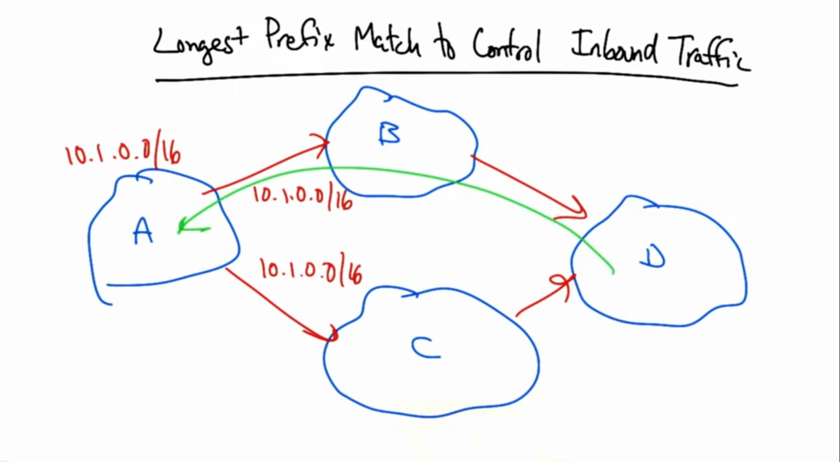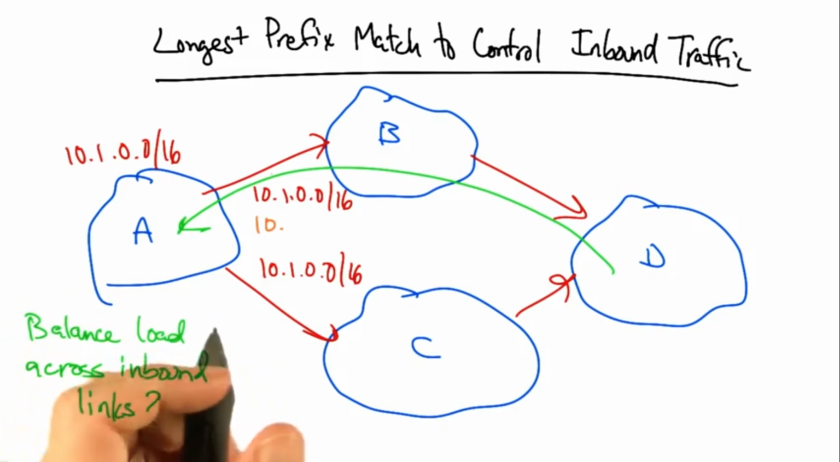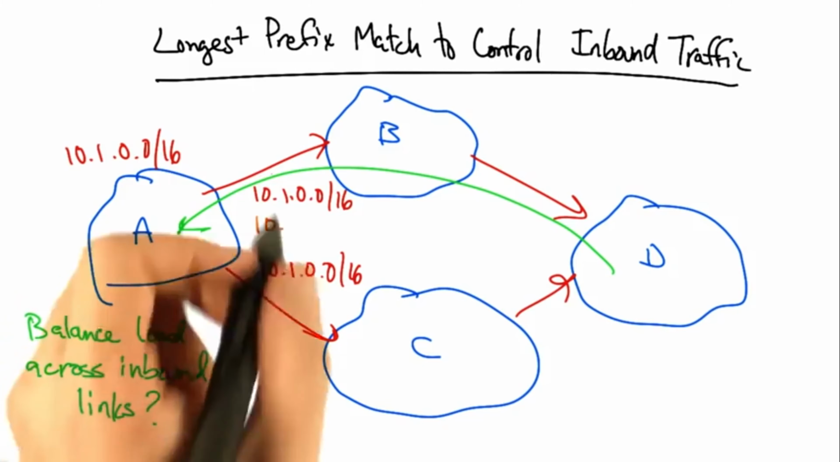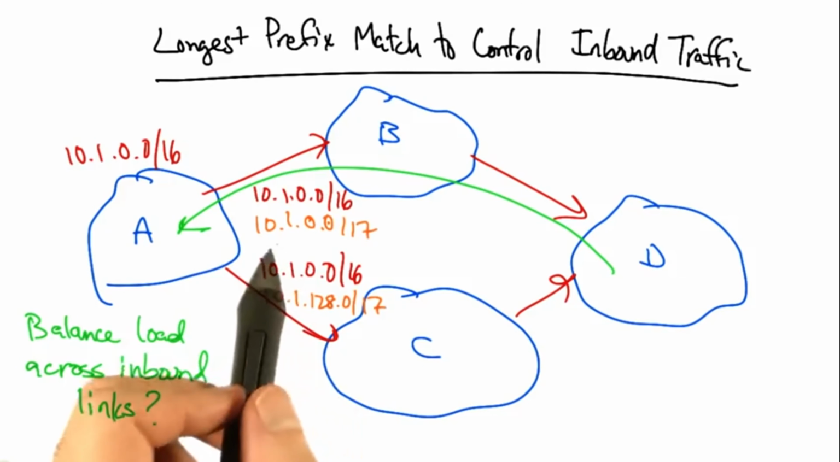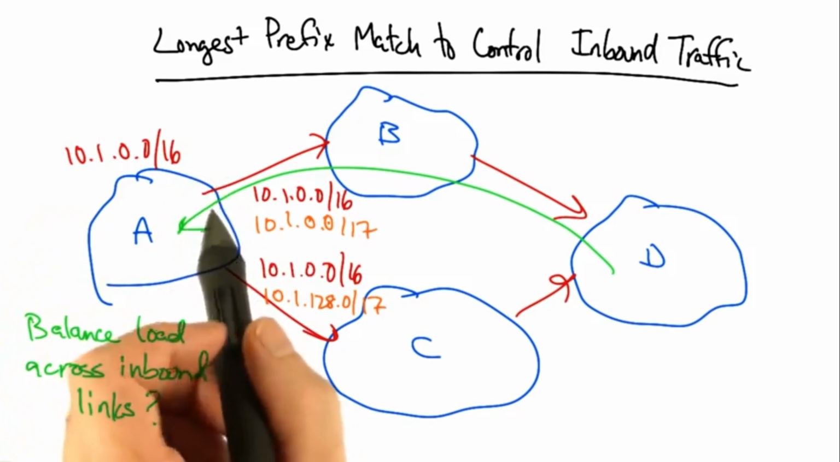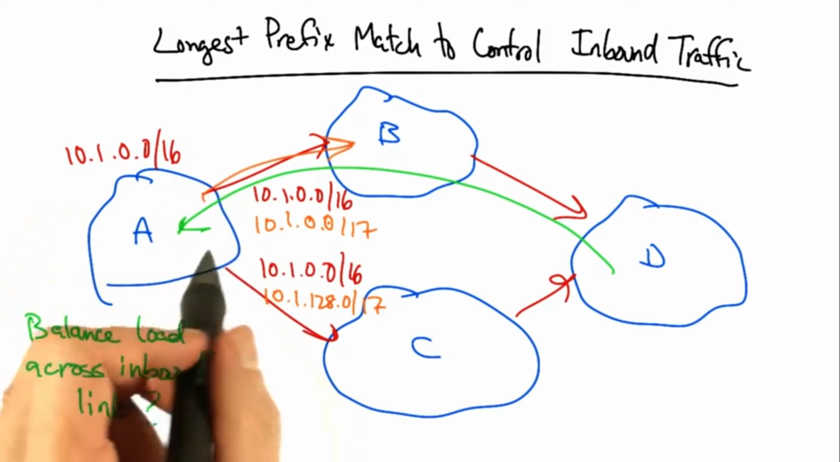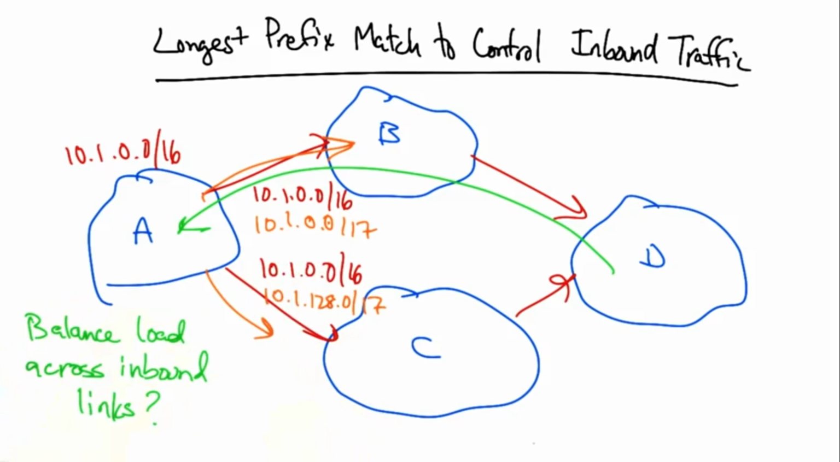But let's suppose that ASA wanted to balance that traffic across its incoming links. Well, in that case, ASA could actually advertise routes for two more specific prefixes, effectively splitting the /16 in half. So in addition to advertising 10.1/16 across both links, ASA might advertise 10.1/17 on the top link and 10.1.128.0/17, the other half of the /16, on the bottom link.